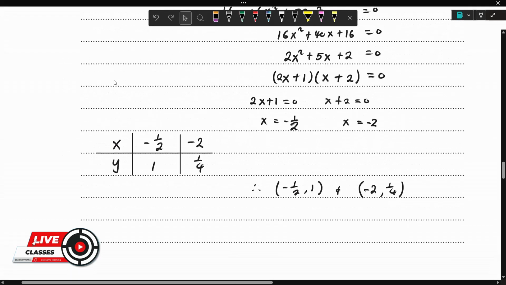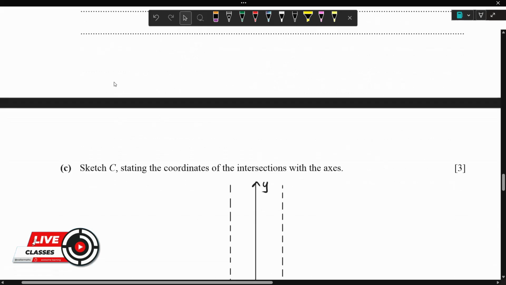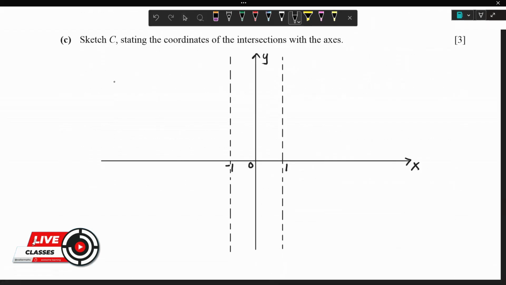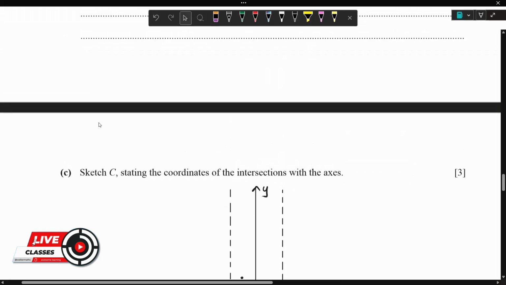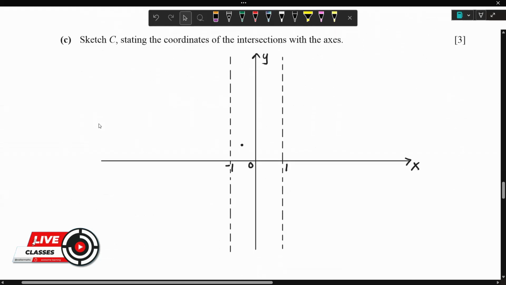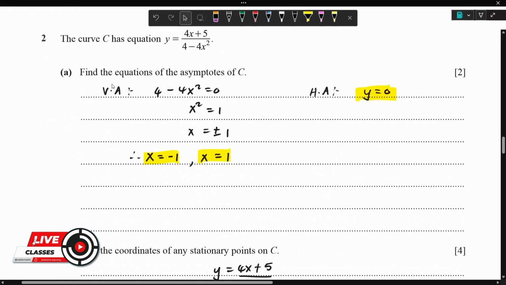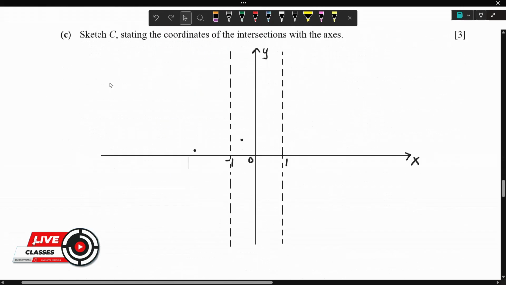We've also been given that there are two turning points, minus a half and 1. All right, so say maybe here. And there's also another one at minus 2, 1/4. So maybe around here. Okay. All right, what other information do we have? No other information that we have.